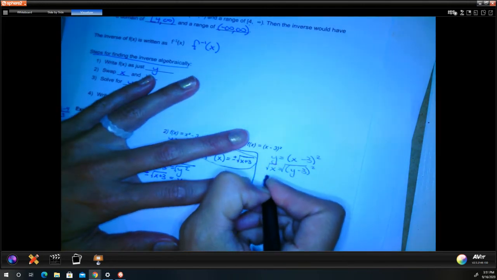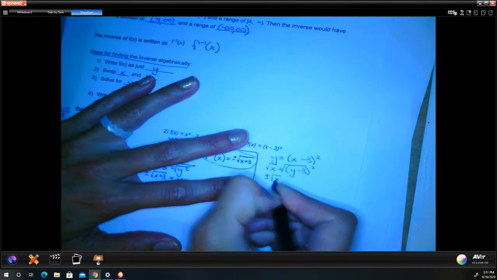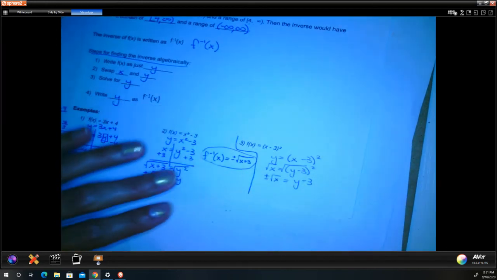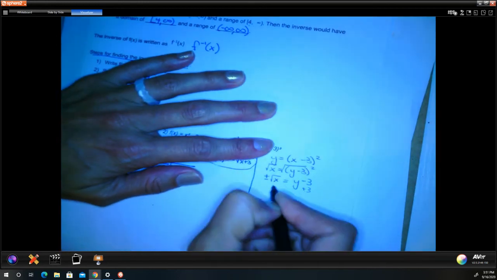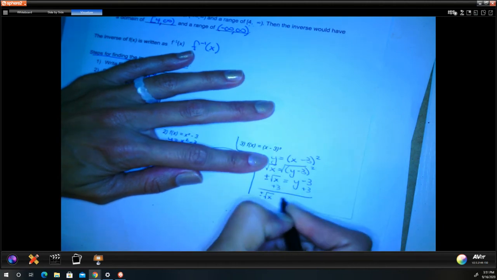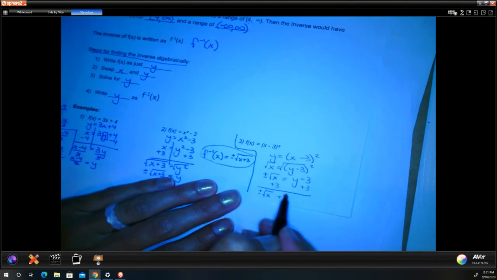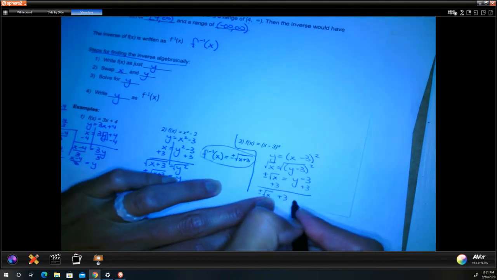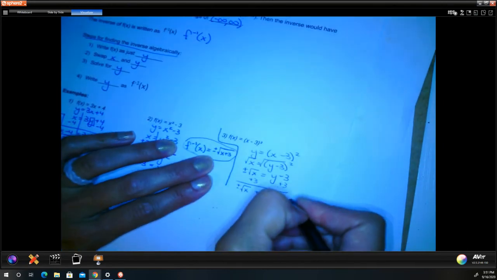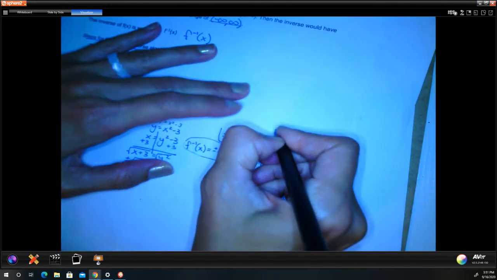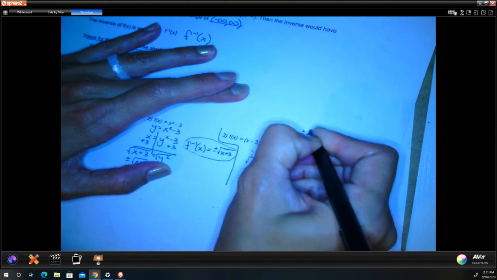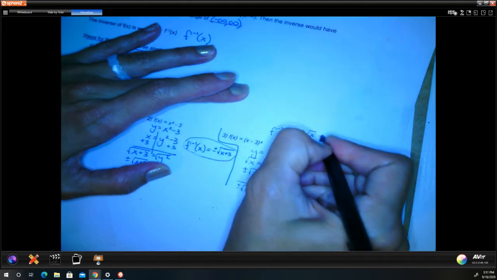Whenever you square root, you should write plus or minus square root of x equals, now y minus 3 comes out, and then I'm going to add 3. So plus minus square root of x plus 3. Notice this x is outside of the square root because it happened after I square rooted. And then I'm just going to write my solution in function notation. So the inverse of f of x is plus or minus square root of x plus 3.